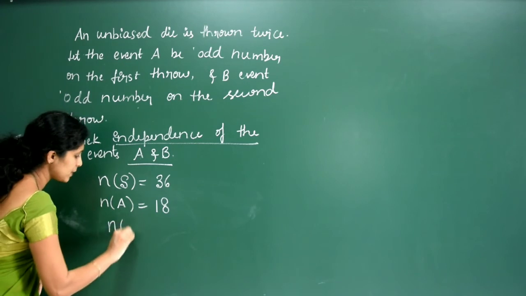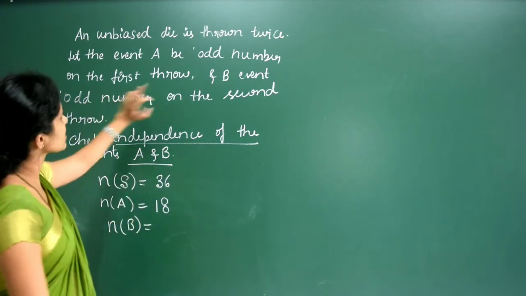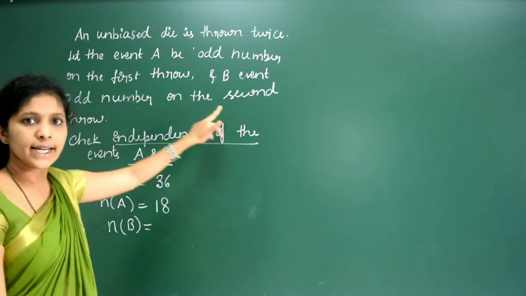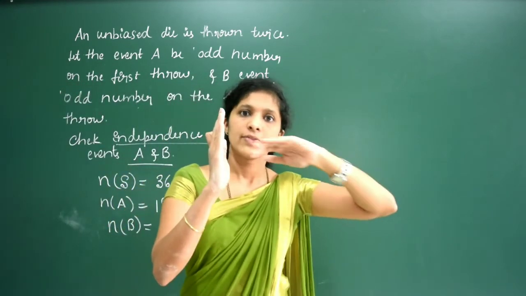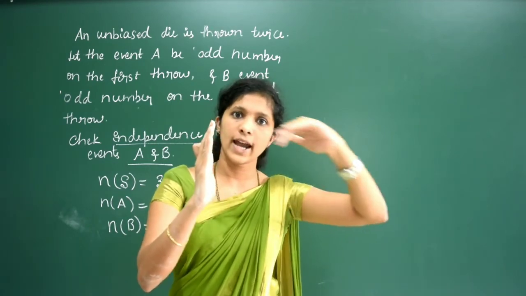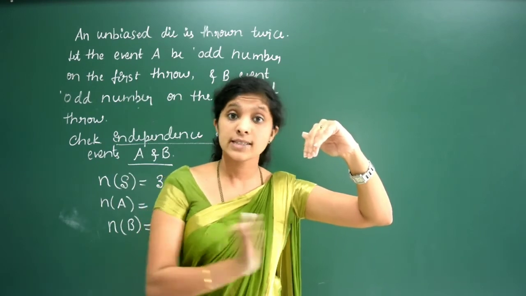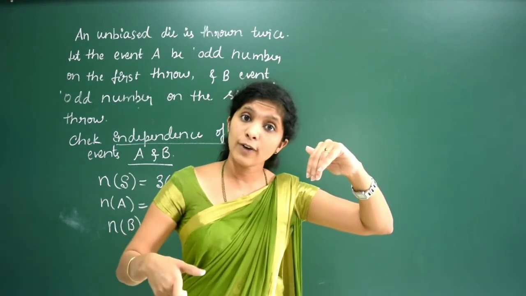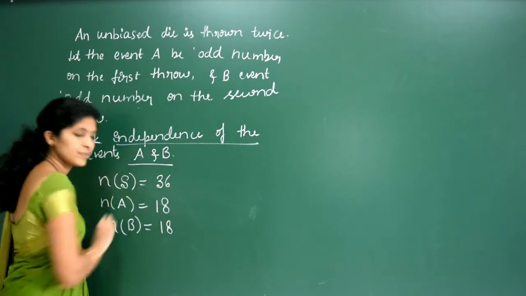Now n of B. How many elements will be there in B? It is given odd number on the second throw. So odd number on the second throw means the second is fixed. That is, 1 with 1 is possible, 1 and 2, 3, 4. So here 6 are possible. Again with 3, 6 are possible, and again with 5, 6 are possible. So here also the total number of elements will be 18.